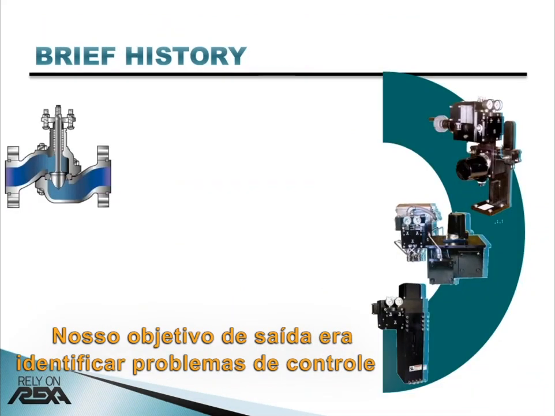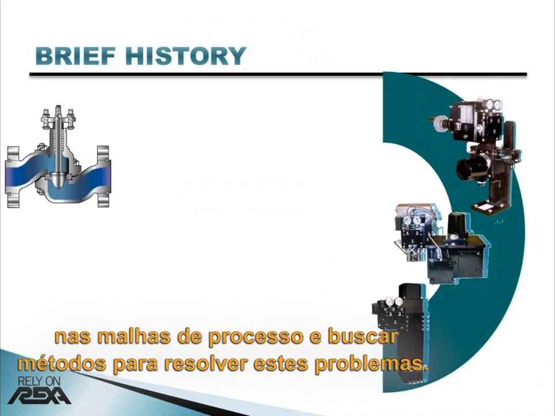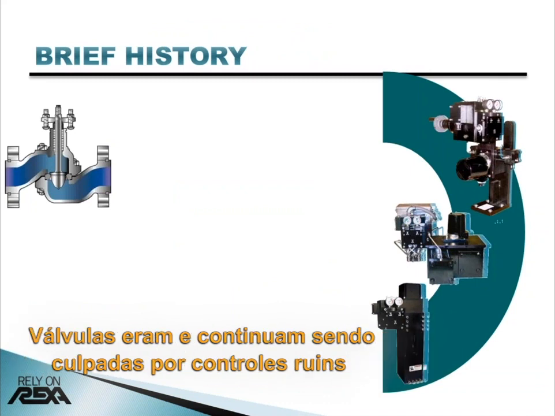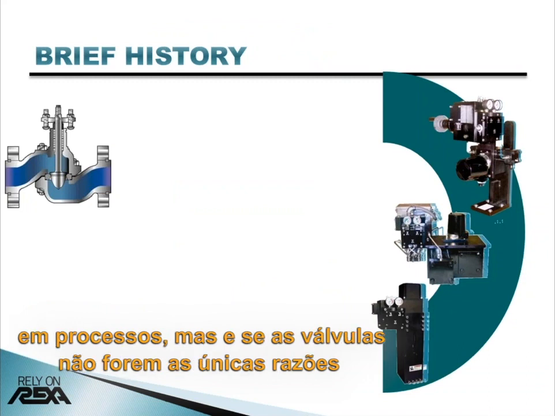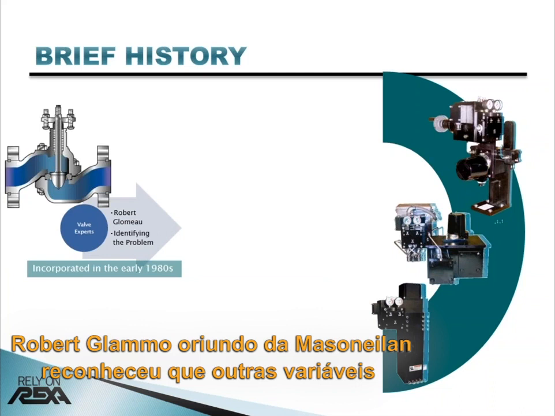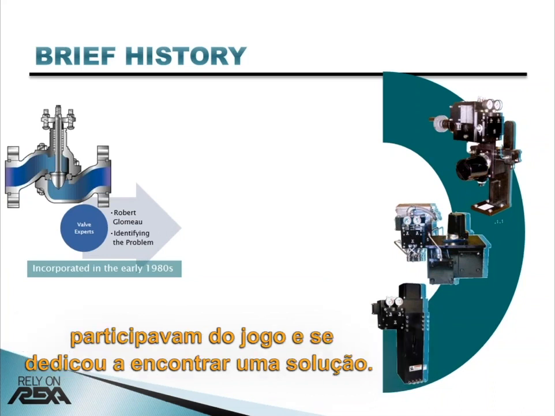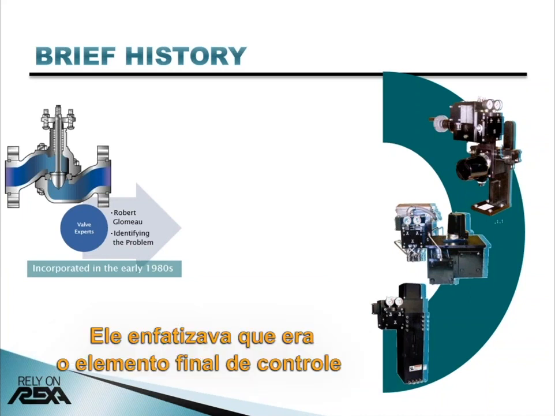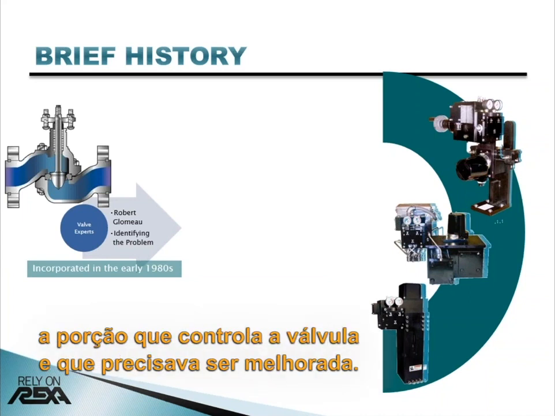How REXA came to be was from identifying control issues in a process loop and looking for methods to fix those problems. Valves were often, and still are, blamed for poor control in a process. But what if the valves were not the only reason for having control issues? Robert Glamoux from Mason-Neelan recognized that other variables were at play and had a passion to come up with a solution. He emphasized it was the final control element, the portion that controls the valves and gates, that was the area needing improvement.